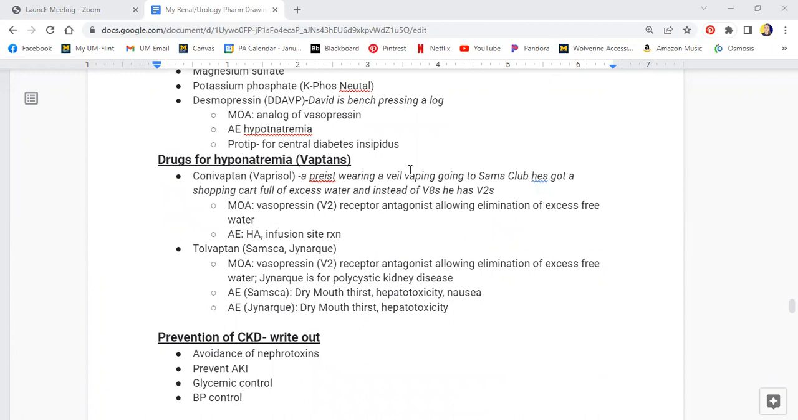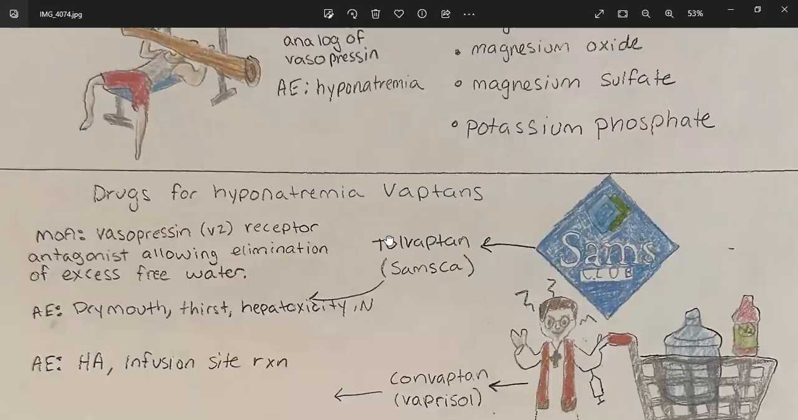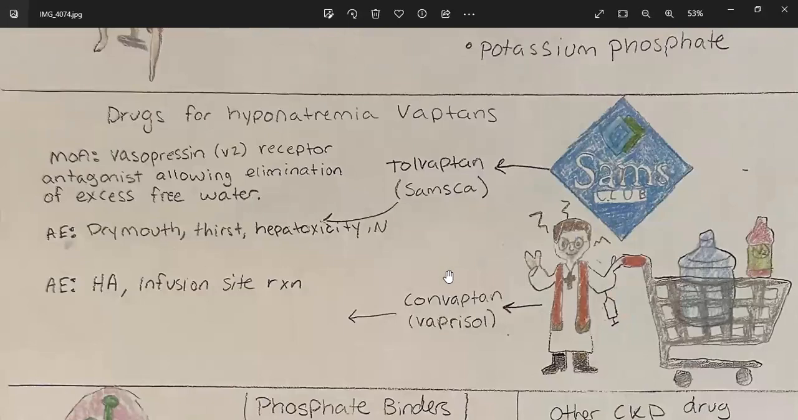So drugs for hyponatremia are your Vaptans. So I have a picture for that. And the two drugs are Vaprisol and Samsca. So this is a priest, or Pre-Sol, and I forgot to draw it, but he was supposed to be vaping for Vaprisol. And he went to Sam's Club for Samsca. And when he went there, he bought a lot of water, excess water. And then instead of buying a V8, he bought a V2. And that is because this is a vasopressin, or a V2 receptor antagonist. And that allows the elimination of excess free water. So again, excess free water. He had bought a whole bunch of water.